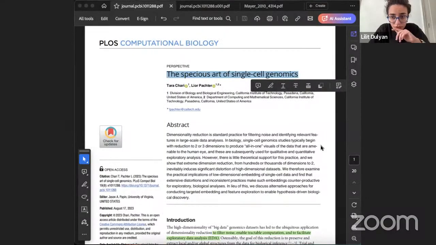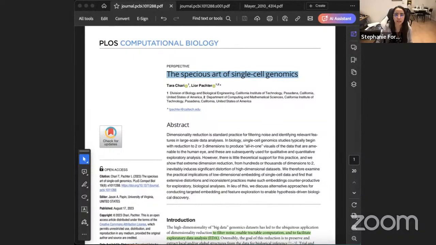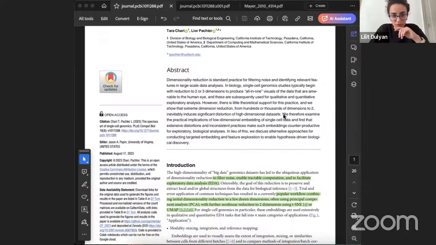Okay, hello everyone. So let me share the paper in the chat. Okay, so I'm gonna share the screen. Can you see the screen okay? Yes. Okay, perfect. It's not full screen, but we can see the PDF. Yeah, well, that's important.